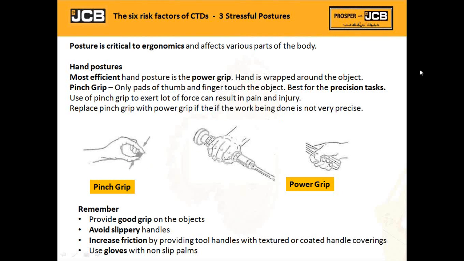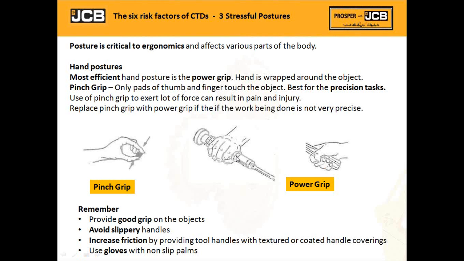In case we have to do some precise job, like electronic equipment assembly, then only this grip should be used. Otherwise the power grip is the best, and replace the pinch grip with the power grip if the work being done is not very precise. Remember, while we are talking about hand postures and grip, we should provide a good grip on the objects. That means the person is able to hold it comfortably with a good level of grip, so that he has to apply less force in holding the tool.